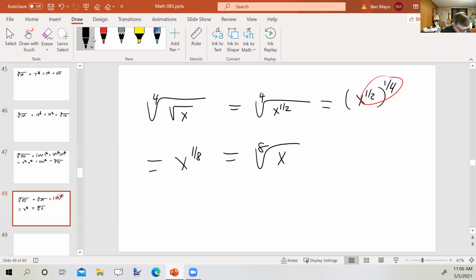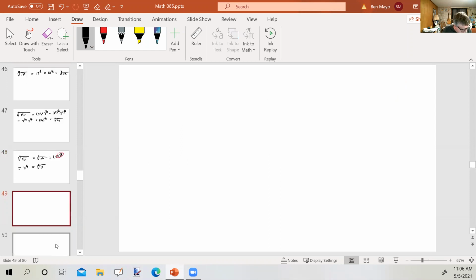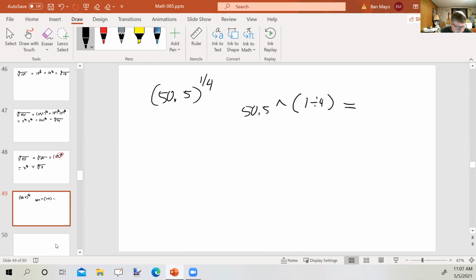Okay, let's see here. It says, use a calculator to evaluate each expression. Round to the nearest hundredth. All right. 50.5 to the 1/4 power. So on my calculator, I'm going to type in 50.5, then the power key, parentheses, 1 divided by 4, close parentheses, equals. And let's see what I get.